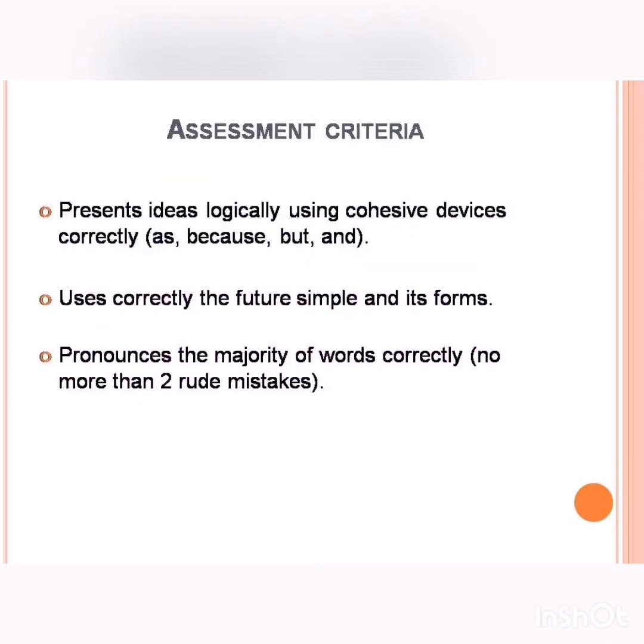Assessment criteria. Presents ideas logically using cohesive devices correctly. Uses correctly the future simple and its forms. Pronounce the majority of words correctly, no more than 2 root mistakes.